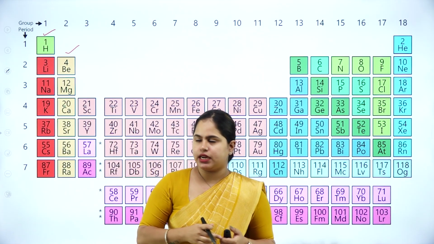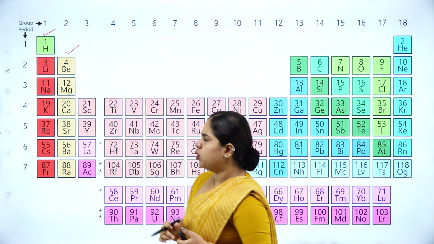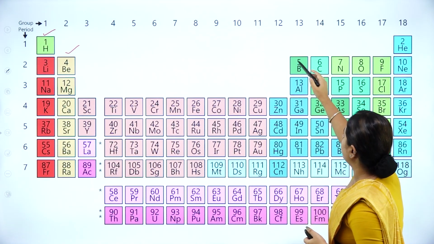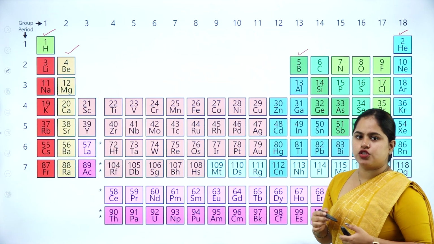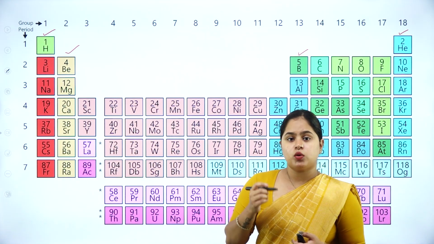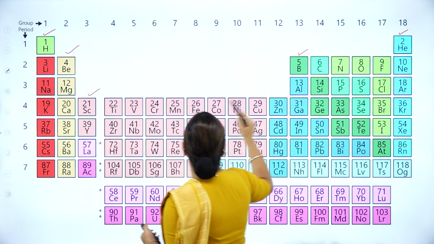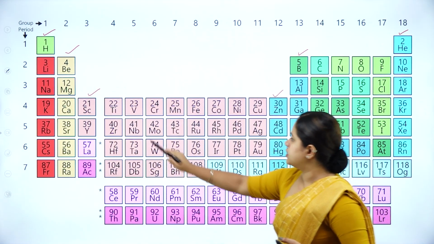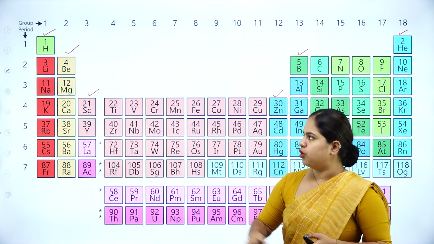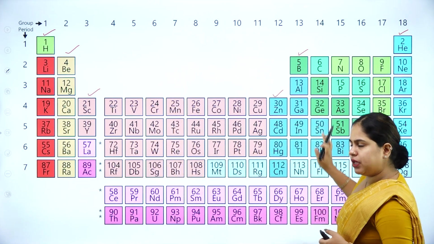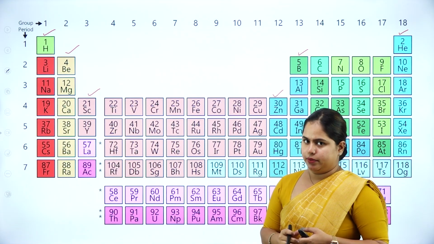Now coming to the periodic table, we already know that the first and second groups consist of the S block elements. Now coming to this side, group 13 to group 18 belongs to the P block elements. The in-between part, group 3 to group 12, belongs to the D block elements. So this is the S block, this is the P block, and the middle part that you can see is the D block elements.